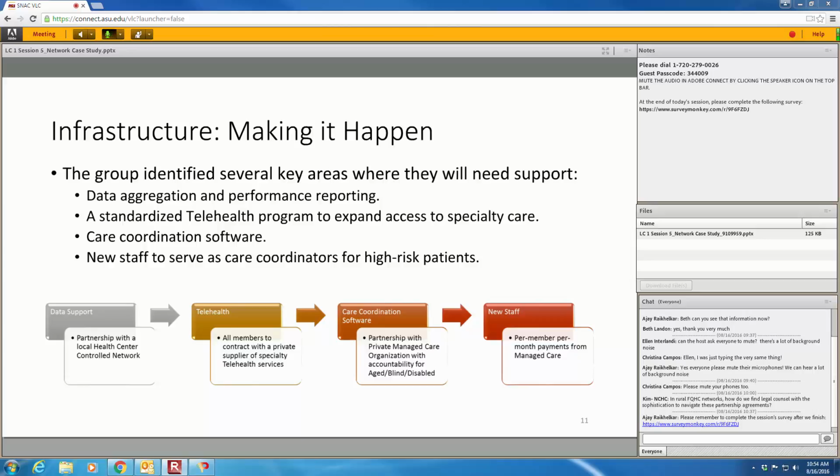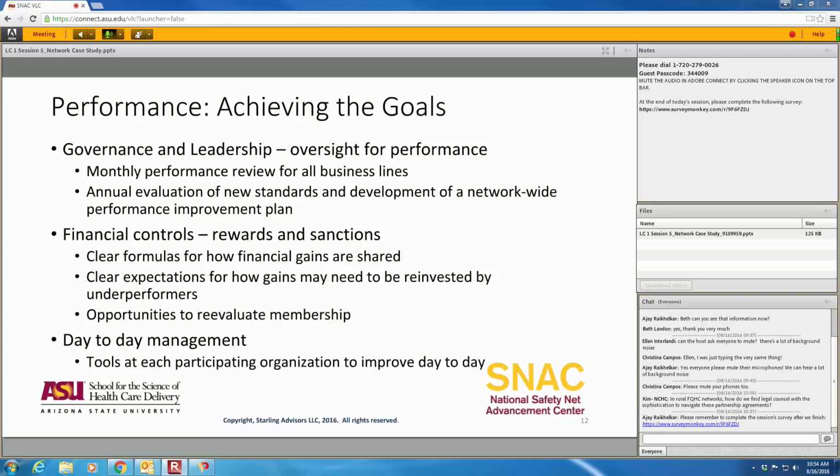They also looked to develop a telehealth program specifically focused on getting access to specialists that were underrepresented in their own employed physician base. They implemented a care coordination protocol through a software program that really sat on top of that aggregated data. And they assisted their participating organizations in hiring new staff to serve as care coordinators under that age blind disabled program, but also under the Medicare Shared Savings Program.